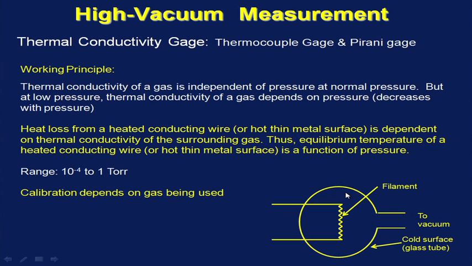Let me repeat again. The thermal conductivity of a gas is usually independent of pressure at normal pressure, but at low pressures the thermal conductivity of a gas depends on pressure, it decreases with pressure. Heat loss from a heated conducting wire is dependent on thermal conductivity of the surrounding gas. Thus, the equilibrium temperature of a heated conducting wire becomes a function of pressure.